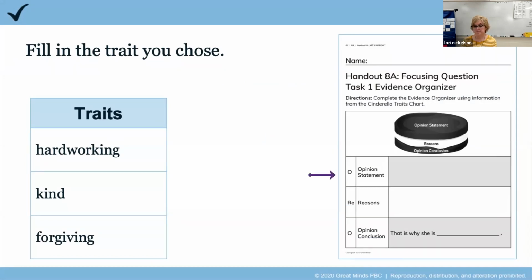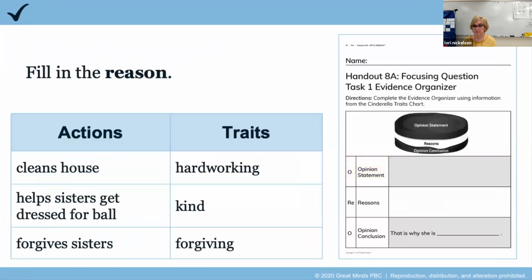Let's review the organizer. You will see the O for the opinion statement. The RE is where you list your reasons. And then the O is where you list your opinion conclusion. Okay, what I'd like you to do is write the trait that you chose in the first opinion box of the evidence organizer. Did you write it? All right, remember, Cinderella's actions provide the evidence that you will use for your reason.